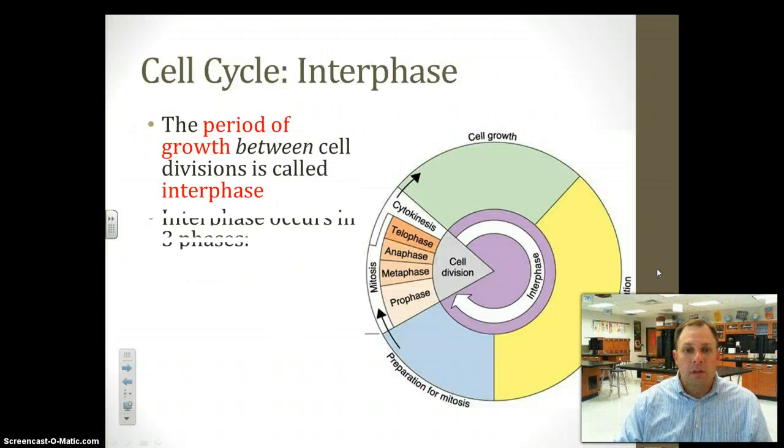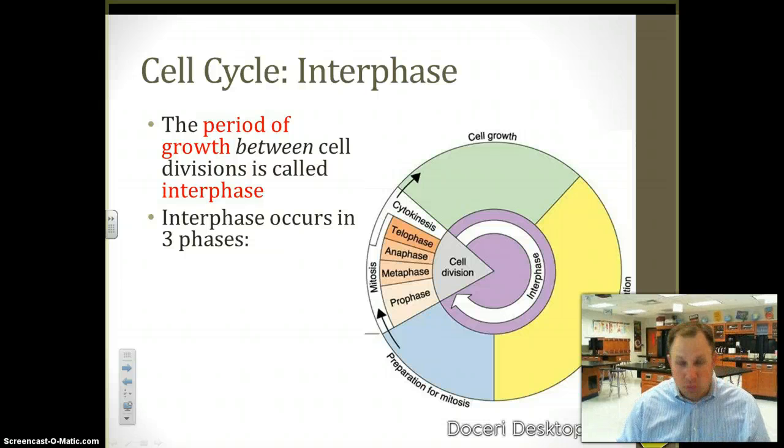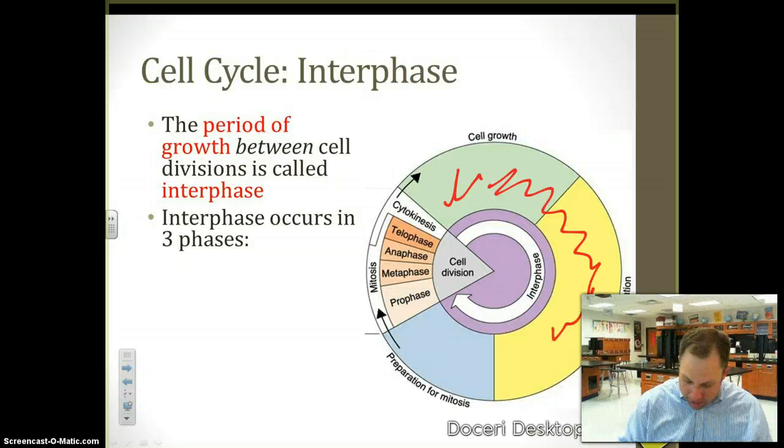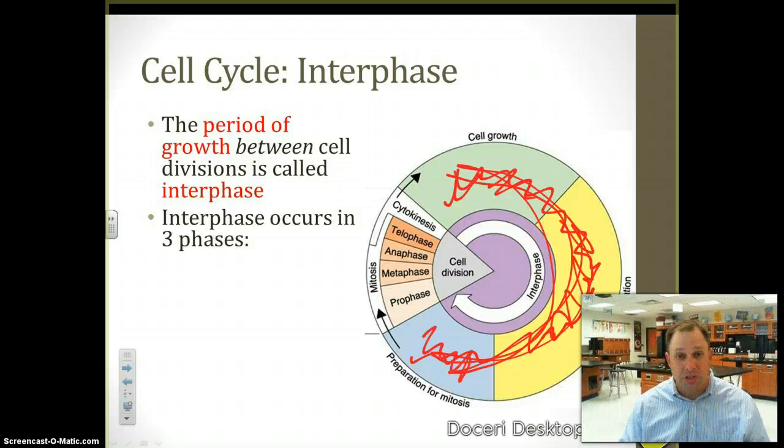Now, the first part of this is what we call interphase. Interphase is where the cell spends the majority of its life. Interphase is the vast majority of our pie chart diagram here. All of this right here is interphase. Cell growth, DNA replication, and preparation for mitosis. That's all in the interphase process. Interphase is separate from mitosis. Mitosis is actually where the cell is dividing. Interphase is just the preparation process, the preparation for division.